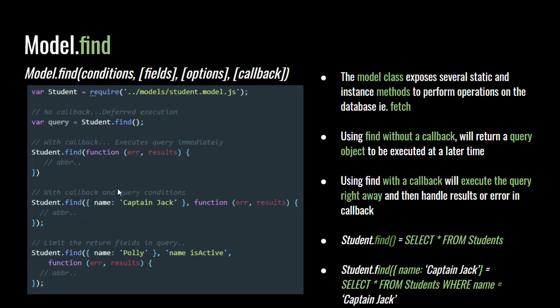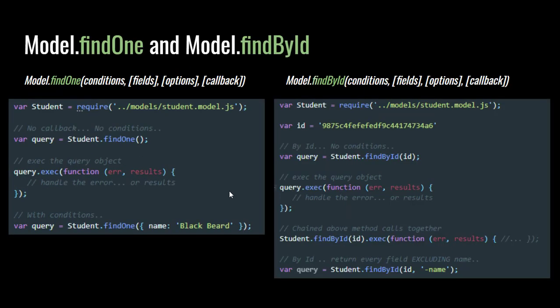With callbacks, and then you have a query condition. So here, this bracket here, name Captain Jack, will find every student that has that name. If there's many or one, doesn't matter, and then it will return that execution. So you can do that with the find, and you can also use findOne and findById. We already talked about that.